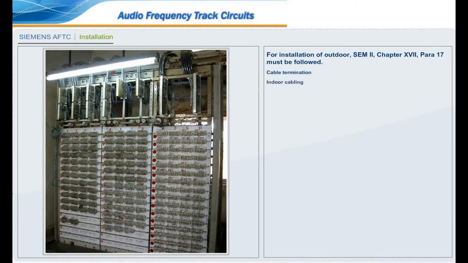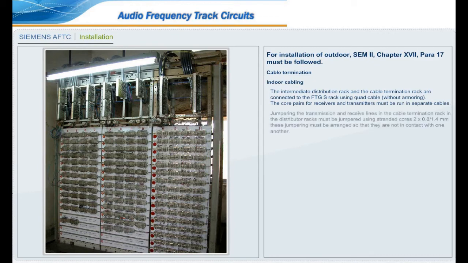Cable termination. Indoor cabling. The intermediate distribution rack and the cable termination rack are connected to the FTGS rack using quad cable without armoring. The core pairs for receivers and transmitters must be run in separate cables. Jumpering the transmission and receive lines in the cable termination rack and in the distributor racks must be done using standard cores 2 x 0.8 by 1.4 mm.